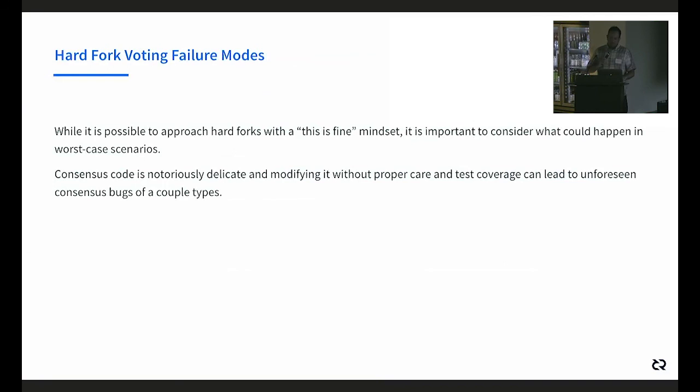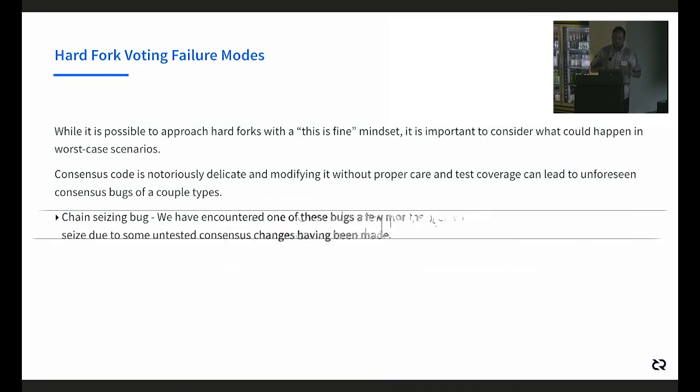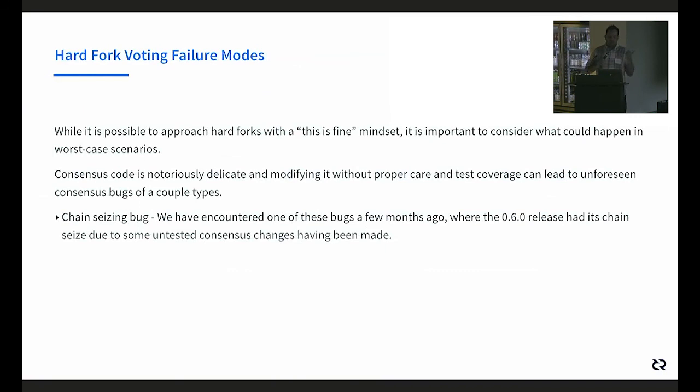Consensus code is delicate. If you screw it up, things are going to go bad. The good part is there's only two types of bugs that are really present. There's a chain seizing bug, and we actually experienced one of these. When we rolled out 060, someone had incidentally changed some consensus code before we had the automated full block tests integrated, and that caused the chain to seize for people who had just upgraded to 060. We made a patch release. The other fix is for people to downgrade.